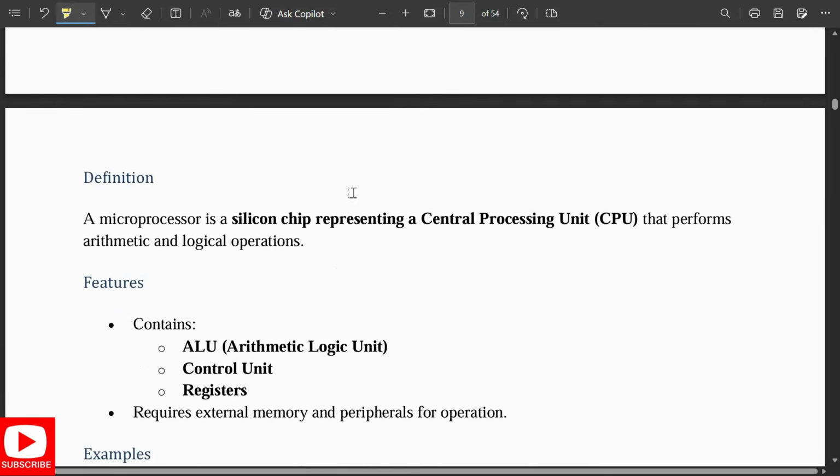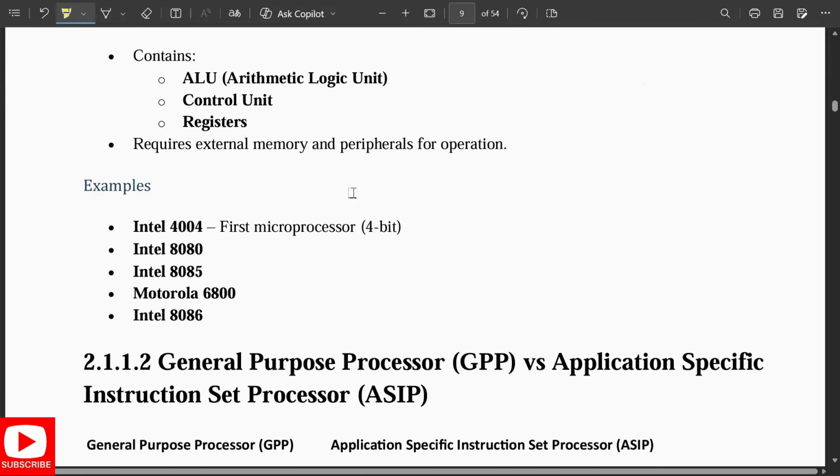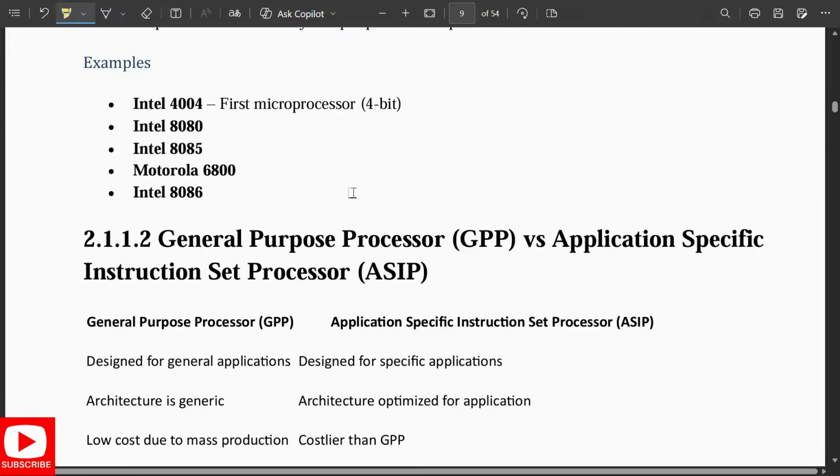First, we'll study the microprocessor. It is a silicon chip representing a central processing unit that performs arithmetic and logical operations. It contains the ALU, that is the arithmetic logic unit, the control unit, and registers. It requires external memory and peripherals for operation. It alone cannot perform any type of operation. An example is Intel 4004, the first 4-bit microprocessor. Then we have Intel 8086 and so on.